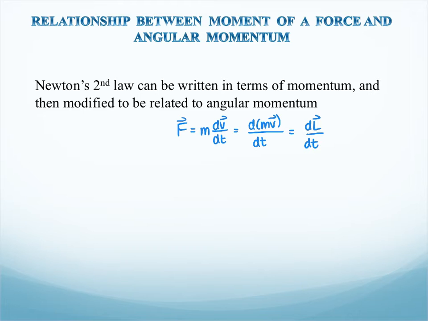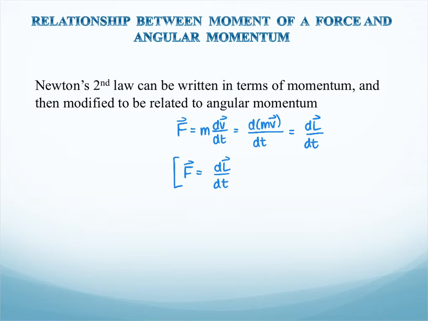Now, so we've written Newton's second law in terms of momentum. We want to see if we can do something to it to get a relationship that's similar for angular momentum. If you're thinking about the analogous quantities, something that's analogous to force when we're talking about rotational motion would be moment, and then the analogous quantity to regular momentum or linear momentum would be angular momentum.